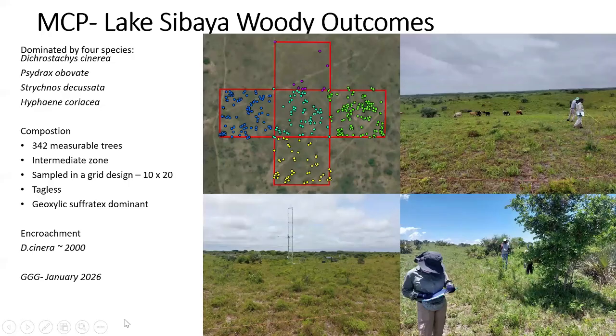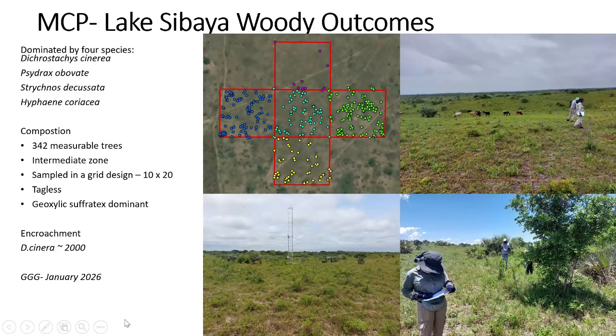So now I'm moving on to the MCP landscape, which is at Lake Sibaya. So this landscape is dominated by 3 woody plants: a Dichrostachys, a Sideroxylon, a Strychnos, and a palm, Hyphaene. In this landscape, it wasn't very tree dense, because the plot was chosen because it's an intermediate zone. Surrounding the landscape is quite wooded and quite encroached already. So this is a good baseline area for us to start off with.